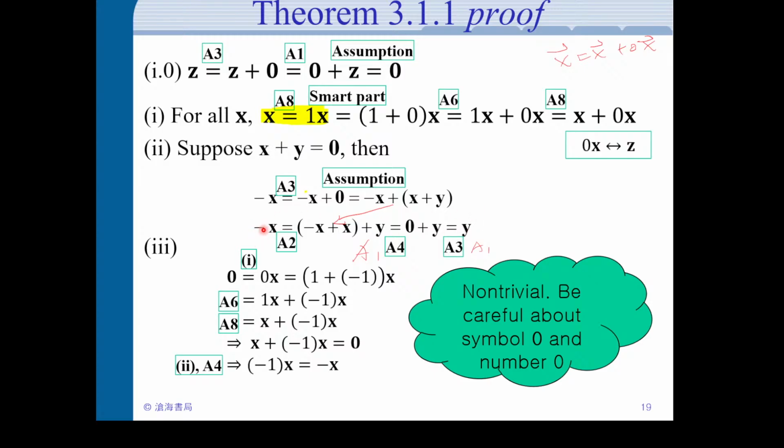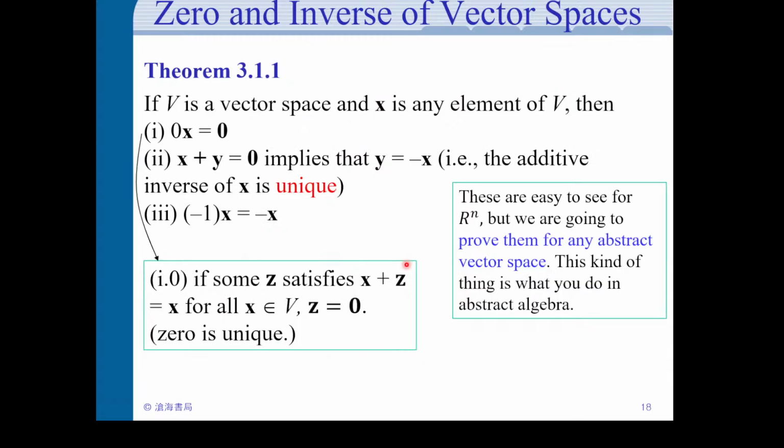What do we want? Sorry, this is what we want. We want minus x strung together to y. So minus x and y here: minus x equals y for any y that satisfies x plus y equals 0. So that's the uniqueness of the inverse of every element. And finally, we can prove that minus 1 times x equals minus x.